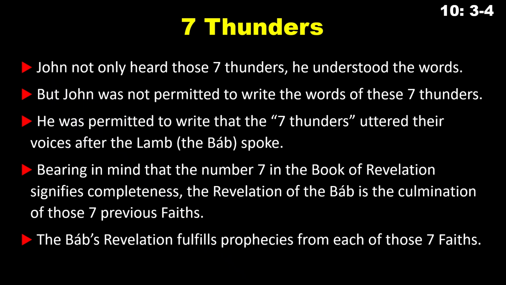John not only heard those 7 thunders, he understood the words. But John was not permitted to write the words of these 7 thunders. He was permitted to write that the 7 thunders uttered their voices after the Lamb, the Bab, spoke. Bearing in mind that the number 7 in the book of Revelation signifies completeness, the revelation of the Bab is the culmination of those 7 previous faiths. The Bab's revelation fulfills prophecies from each of those 7 faiths.